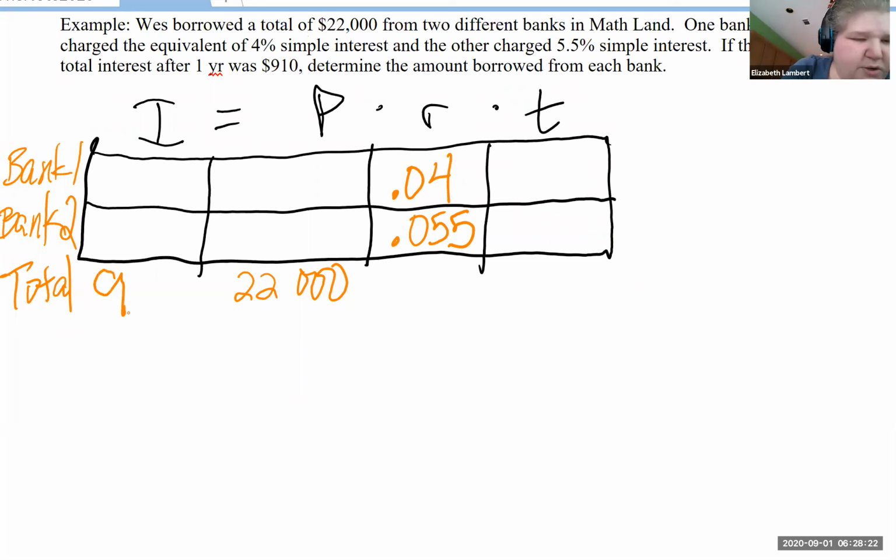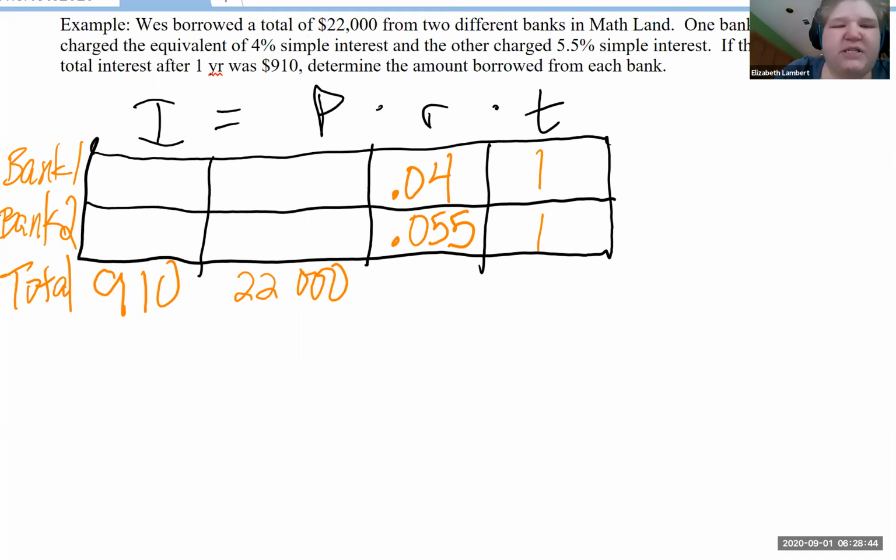Ooh, another total. 910. And snuck it in there all ninja, 1 year. Time in years. 1 and 1. Yay for easy calculations. But we have 4 unknowns, blank still, but we have totals down there.